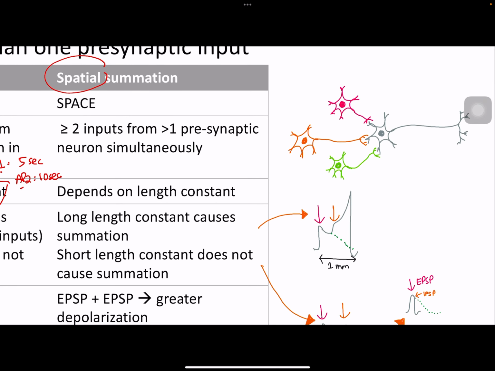Now, spatial summation is another type of summation. So this time, the presynaptic inputs come from a number of presynaptic neurons. So this is what we call many to one, right? So this postsynaptic neuron will have to integrate all this information. Now, this will depend on the length constant of that neuron itself, meaning how far down the axon, down the neuron, does the action potential die out before it meets another action potential.